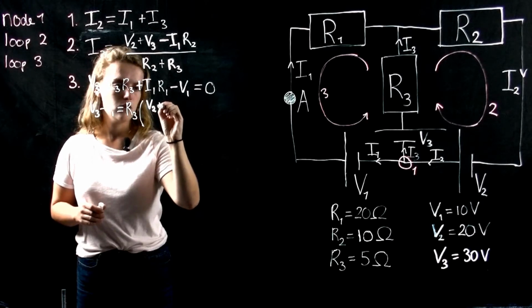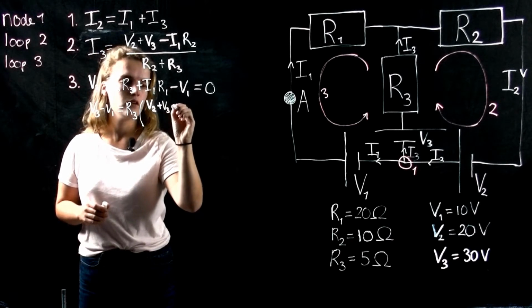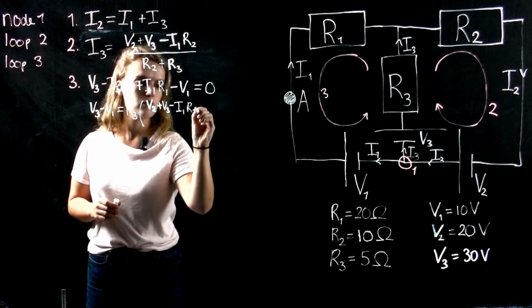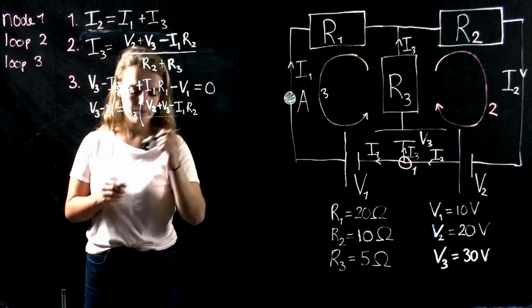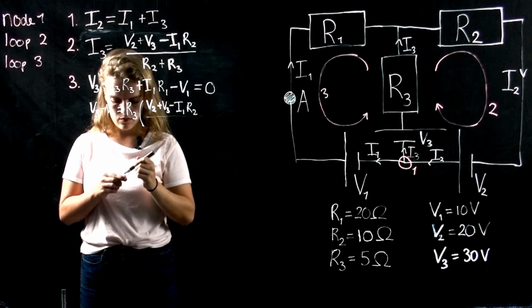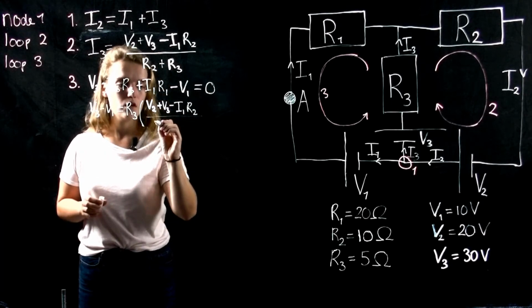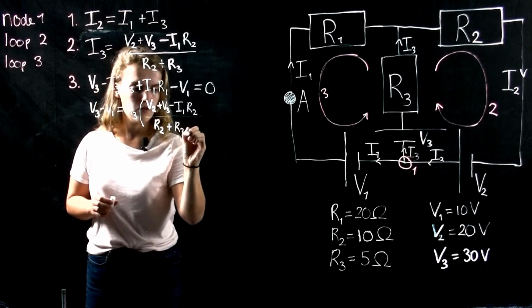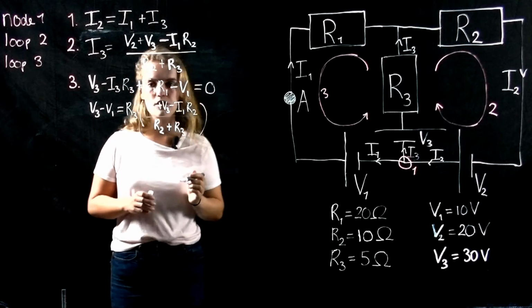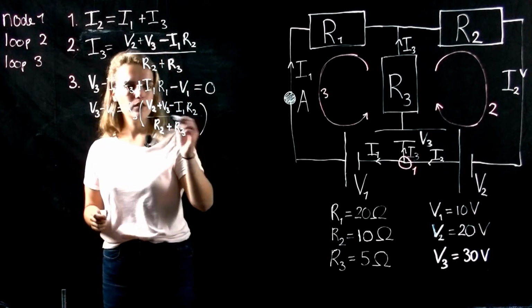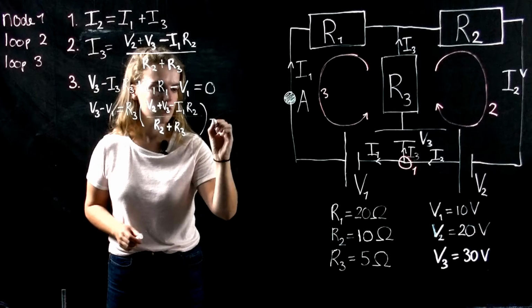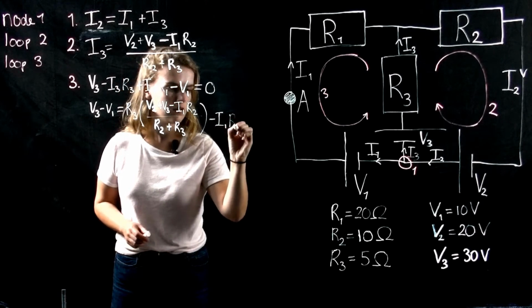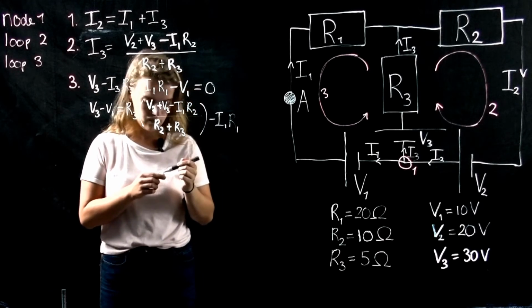V2 plus V3 minus I1 R2 over R2 plus R3. And then we're still left with this I1 R1, which we also took to the other side. So minus I1 R1.